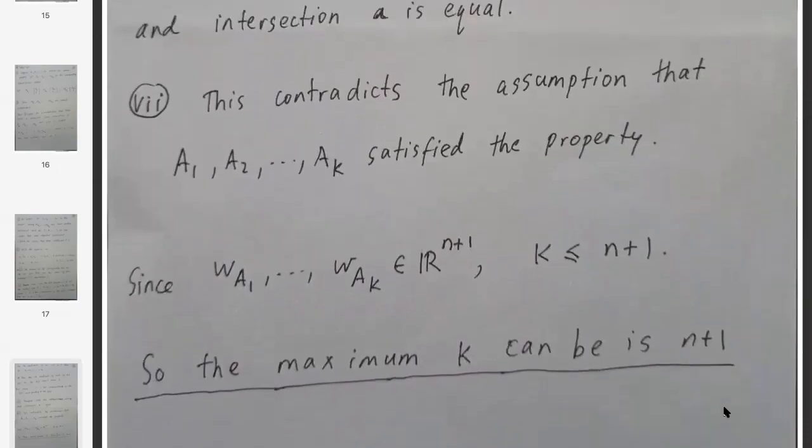So this is the third example. And the change in idea of this example was that we not only took the characteristic vector of the set, but we somehow modified it by adding a component. And we used those to prove linear independence.